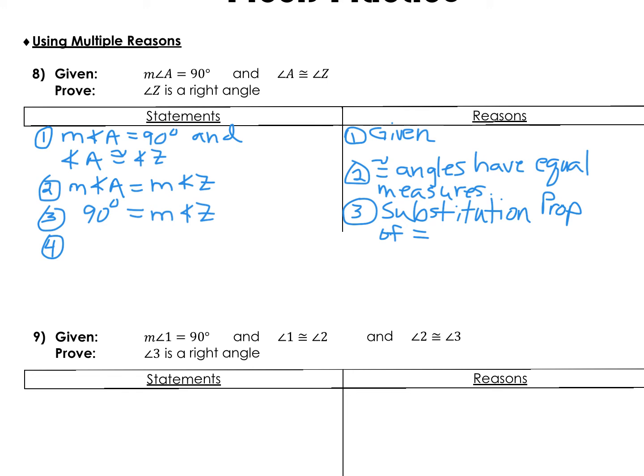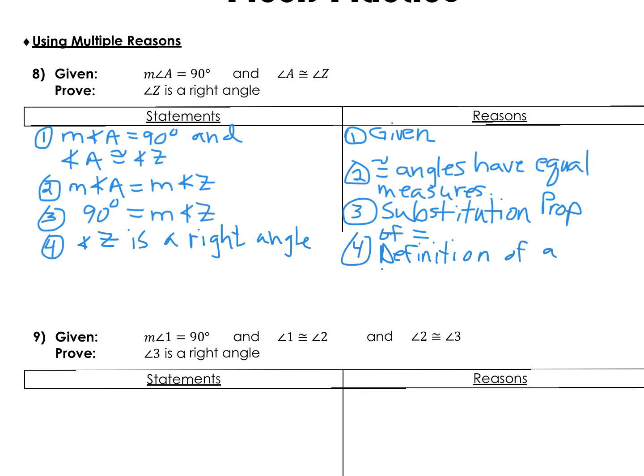So by definition, angle Z is a right angle. And so our reason for that is the definition of a right angle.